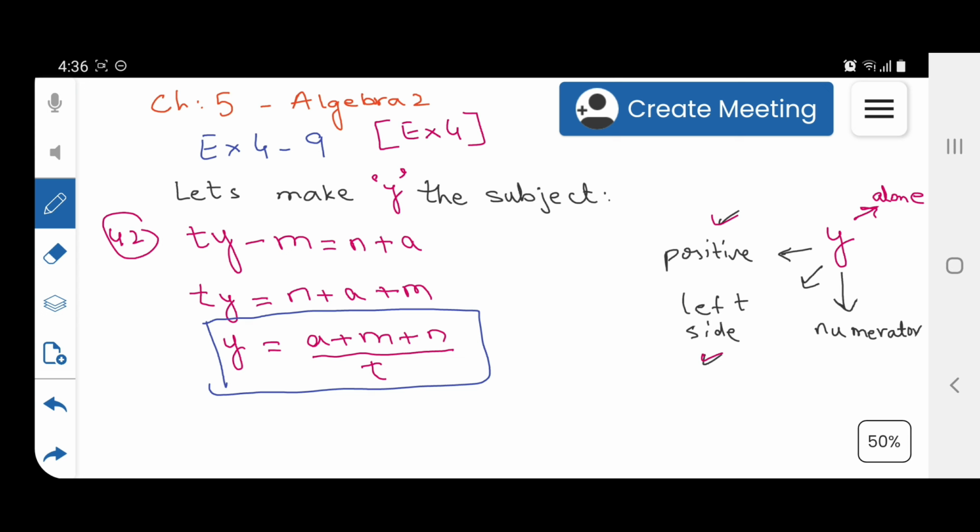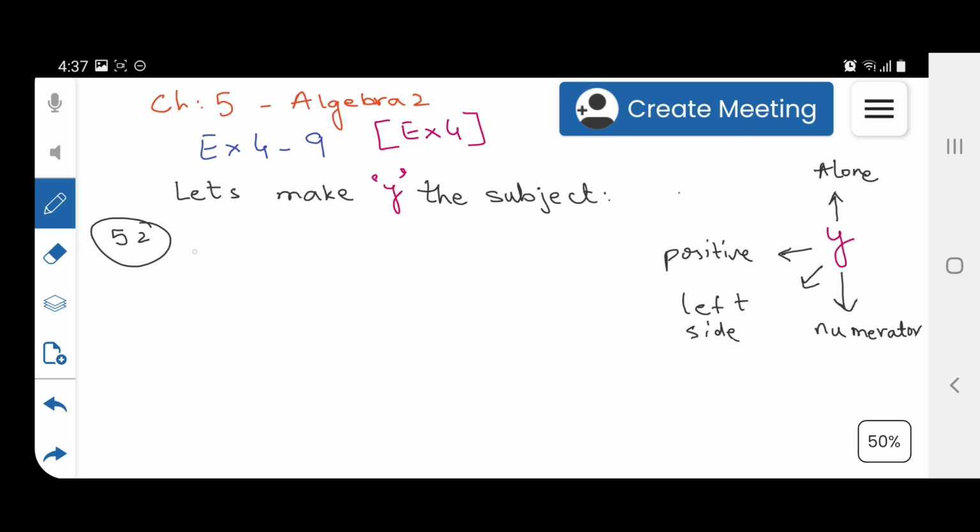Now let's take another example. Next I am taking the example of question number 52. This is a times y plus b equals c. Now let's check if y is positive. Yes, it is. Is y on the left side? Yes it is. Is it in the numerator? Yes it is. Is it all alone? No, it is not. So we want to make it all alone.